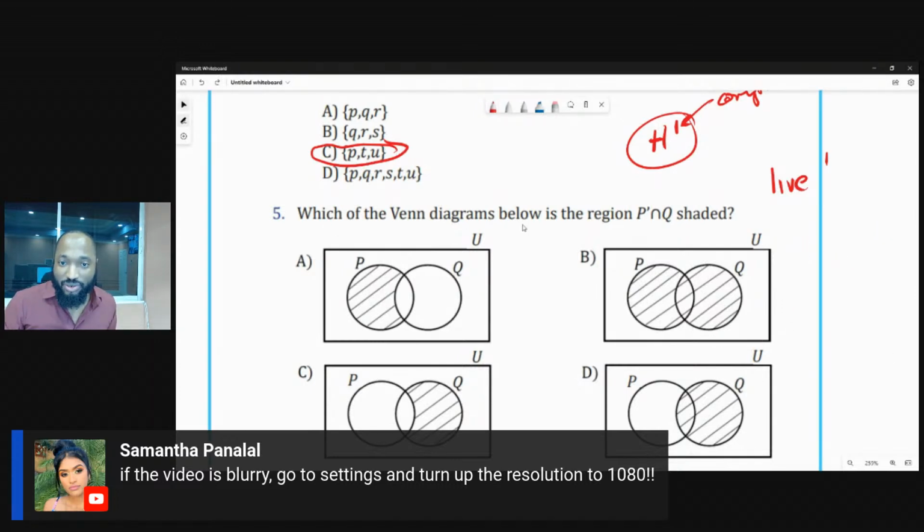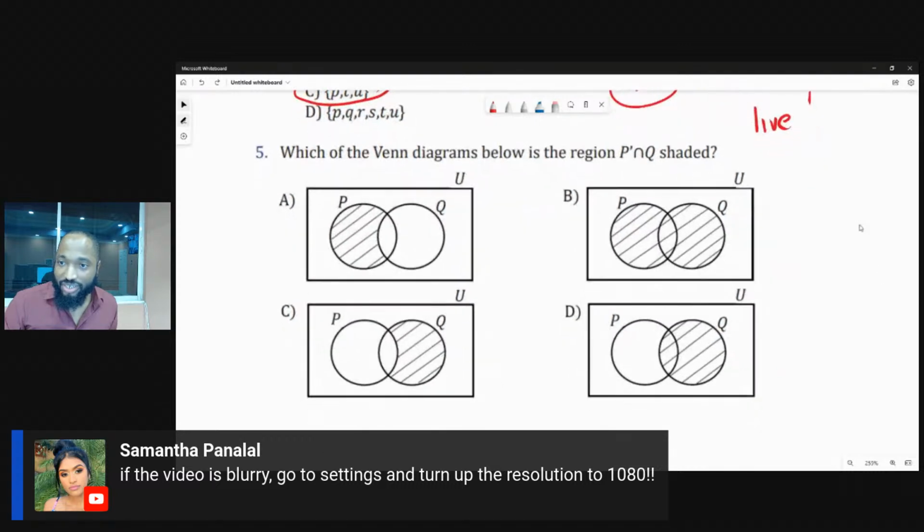Anyhow, which of the Venn diagrams is the region outside of P intersect Q? So it's outside of P, but in Q at the same time.